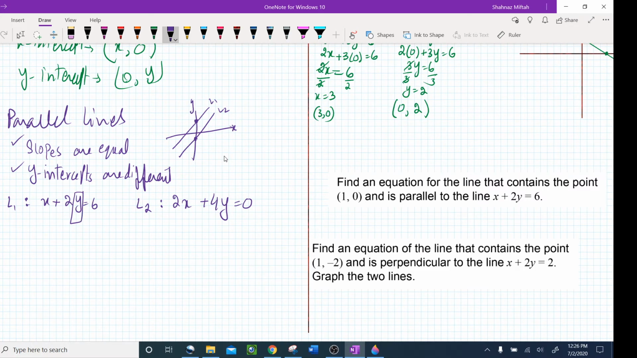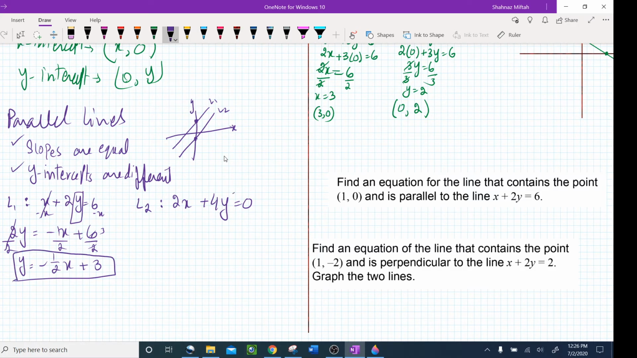So move the x. I have 2y, subtract x from both sides, okay? Cancel. I'm left with 2y equals negative x plus 6. Divide by 2 everywhere, each term. So y equals, you know there's an invisible 1, negative half x plus 3, you simplify that. So that's my y equals mx plus b for line 1.